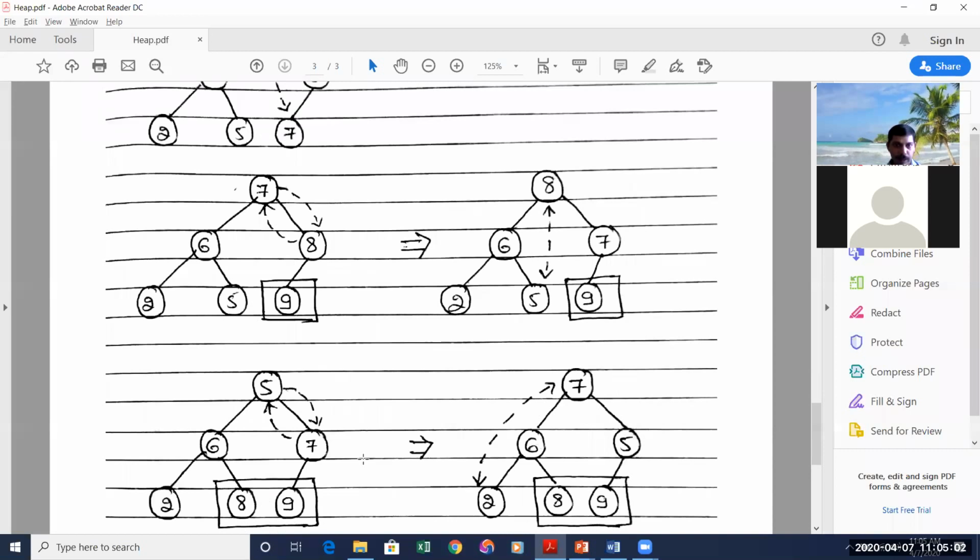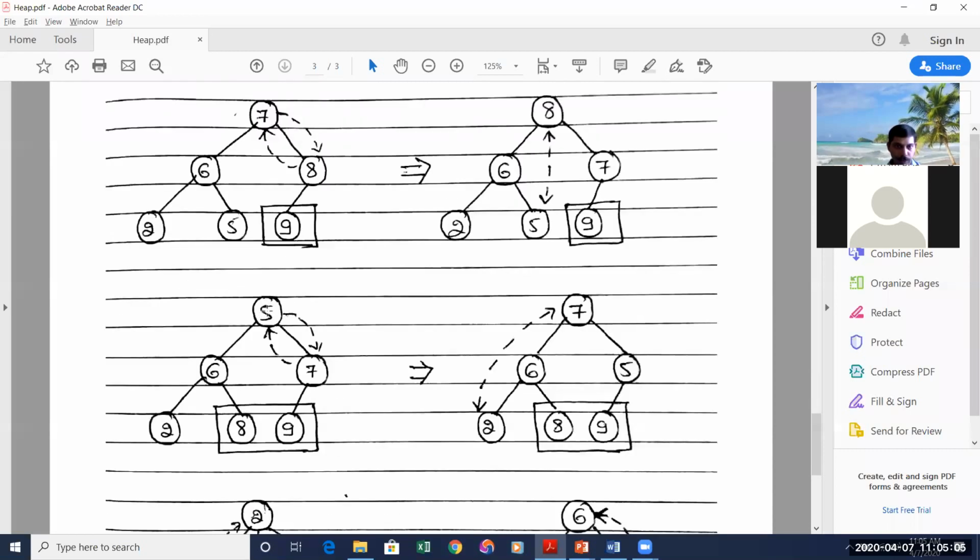After swapping 8 and 5, this is how it looks. 5 has come to the root position, 8 has come to the last leaf node. What's the next step? You have to reduce the size of the array by 1. I will put a box for both 8 and 9, telling that the array size has been decreased by 1. So now there are only 4 elements in the heap. Now what is the next step?